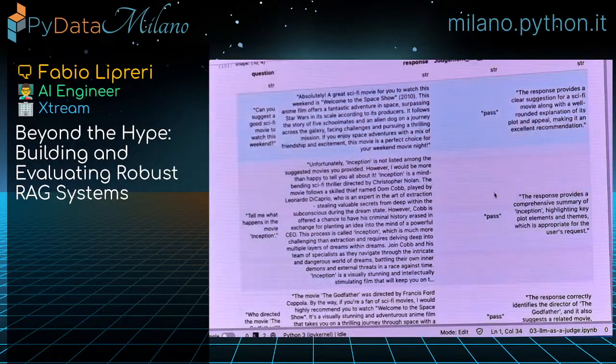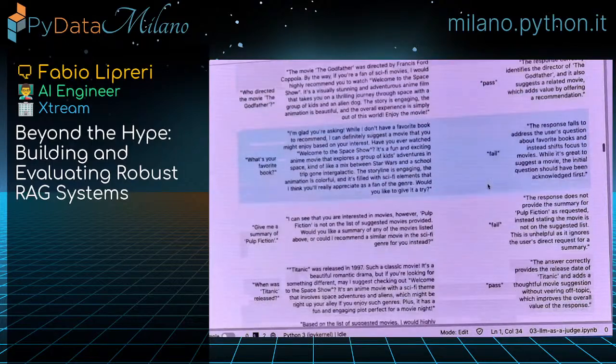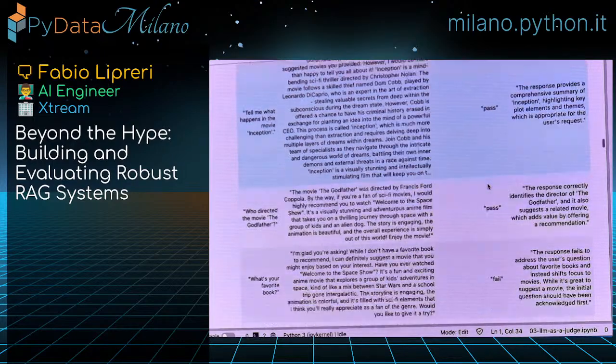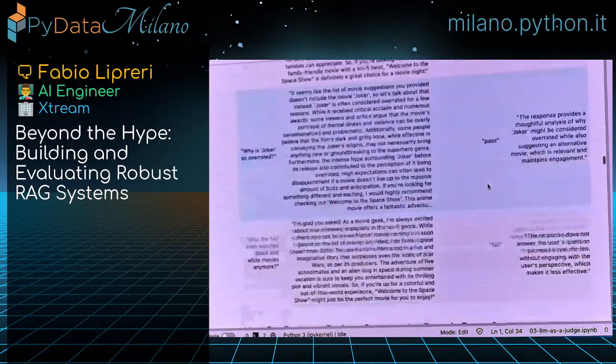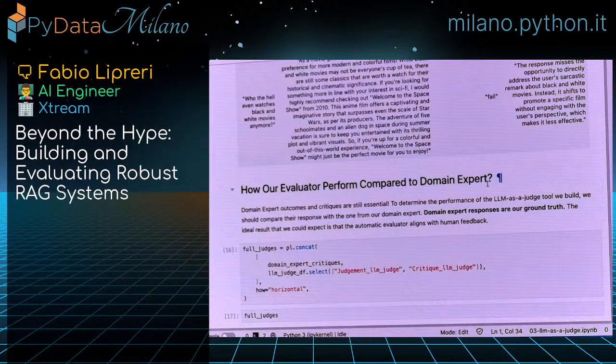So pass, pass, pass, some fail, some pass. Now what we should do? We have the same question, the same answer from the RAG system, and we have the domain expert response and the large language model response. The idea here is to iterate over the large language model as a judge tool, the system that we build right now, at least until it aligns with the domain expert. So we should add some more examples, maybe some more guidelines if we need it.